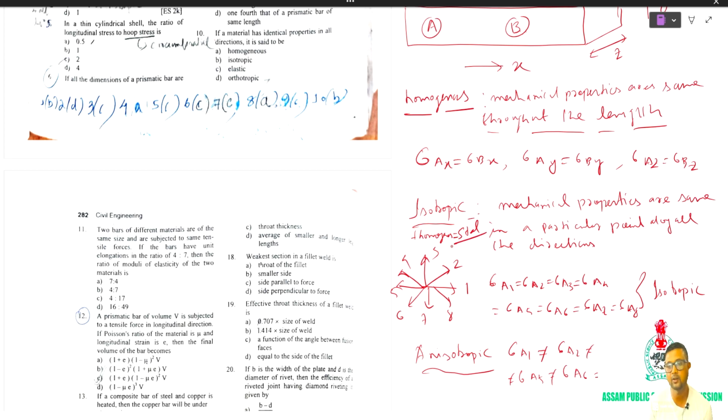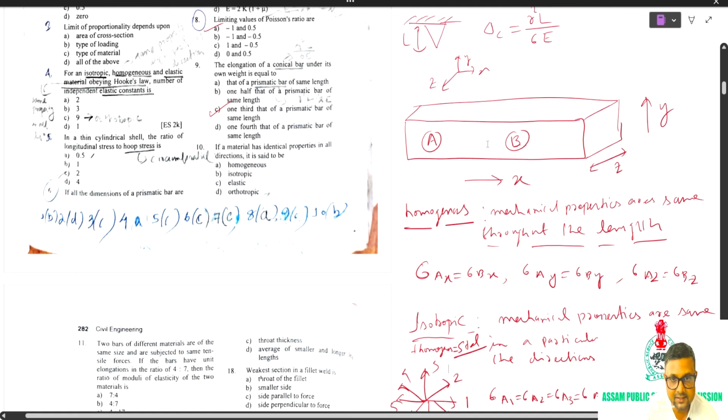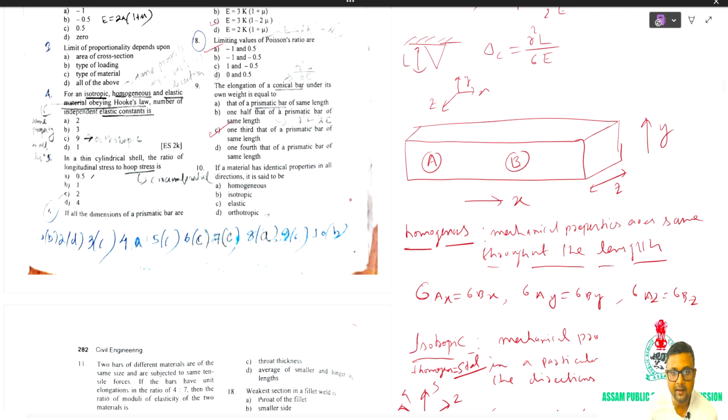A perfect example of isotropic and homogeneous. Now let's see the question. If a material has identical properties in all directions, it is said to be. Now in this question, it is saying identical properties in all directions at a particular point. Although it is not hidden, it is saying that in a particular point. So the answer is isotropic.